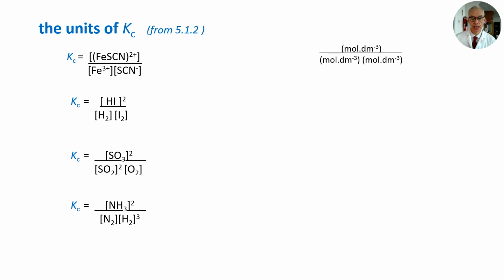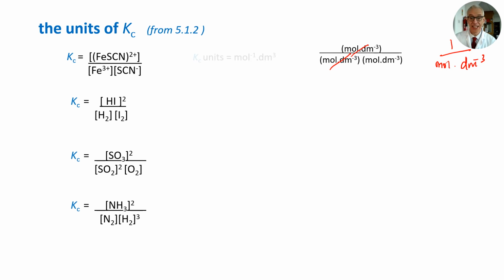Then we can see here that 2 sets of these units cancel out. So I'm left with 1 over moles per dm cubed.